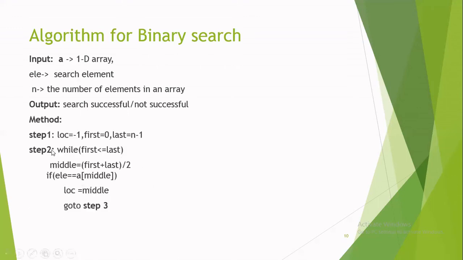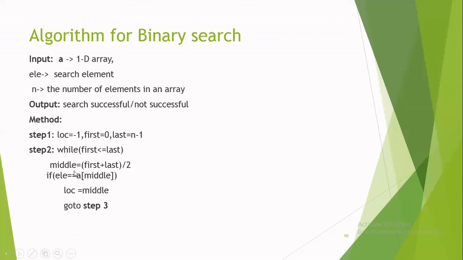Coming to the methodology, we are going to use location pointer variable. So to keep track of the location of the search element, initially this location pointer variable is set to -1, which indicates that the element is not found yet. And we are going to use two more pointer variables called first and last, which are set to 0 and n-1. Okay, after initializing these variables, we are going to compute the index value of the middle element of the array with the formula middle equals to first plus last divided by 2.